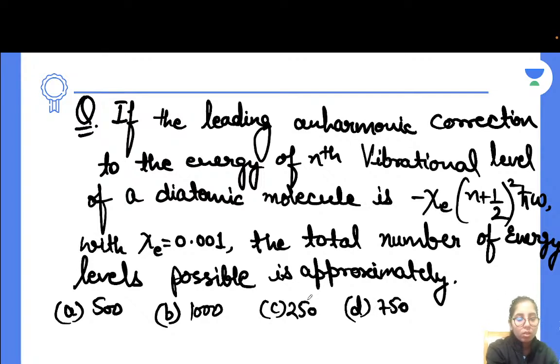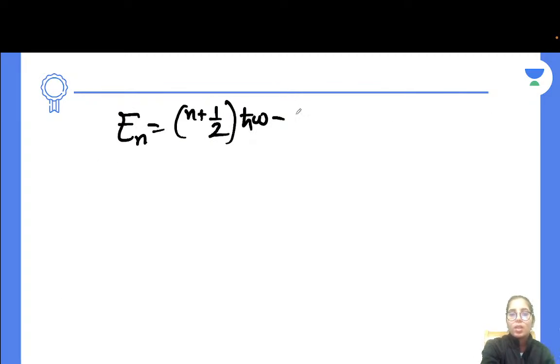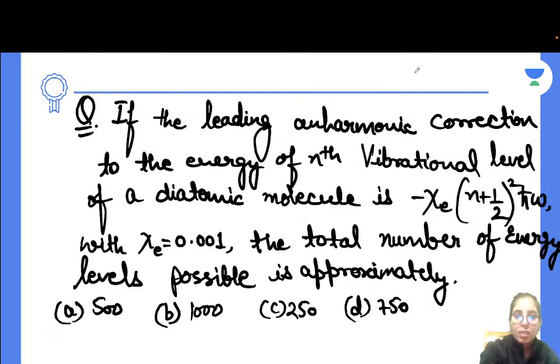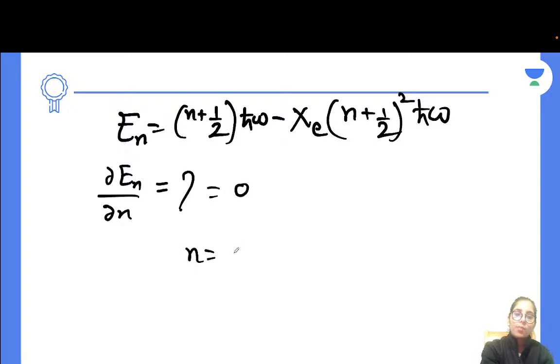Okay, that's what you have to follow. I'm even going to show you by writing some of the steps here. If you are going to have any kind of confusion, you can get it easily. (n plus half) h cut omega minus the correction term, (n plus half) squared h cut omega. What next? The next thing is just differentiate it with respect to n. So equate it with 0 after this, and whatever you get is the value of n from here.